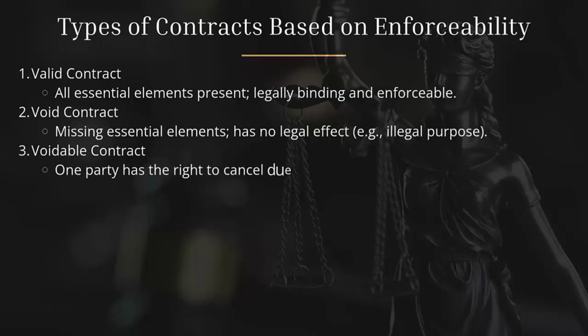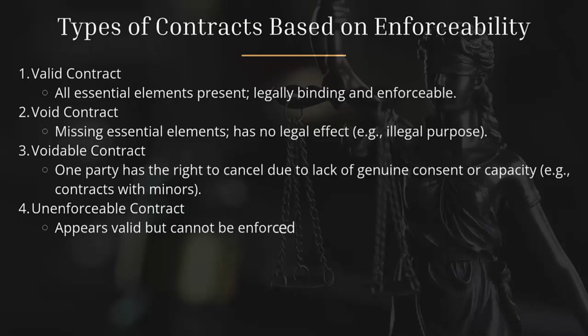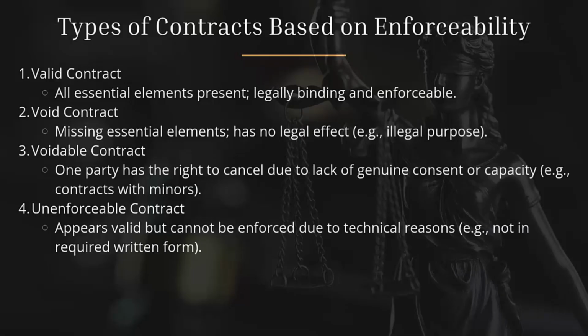Voidable contract: one party has the right to cancel due to lack of genuine consent or capacity. Unenforceable contract: appears valid but cannot be enforced due to technical reasons. Create a chart to visually compare these 4 types.